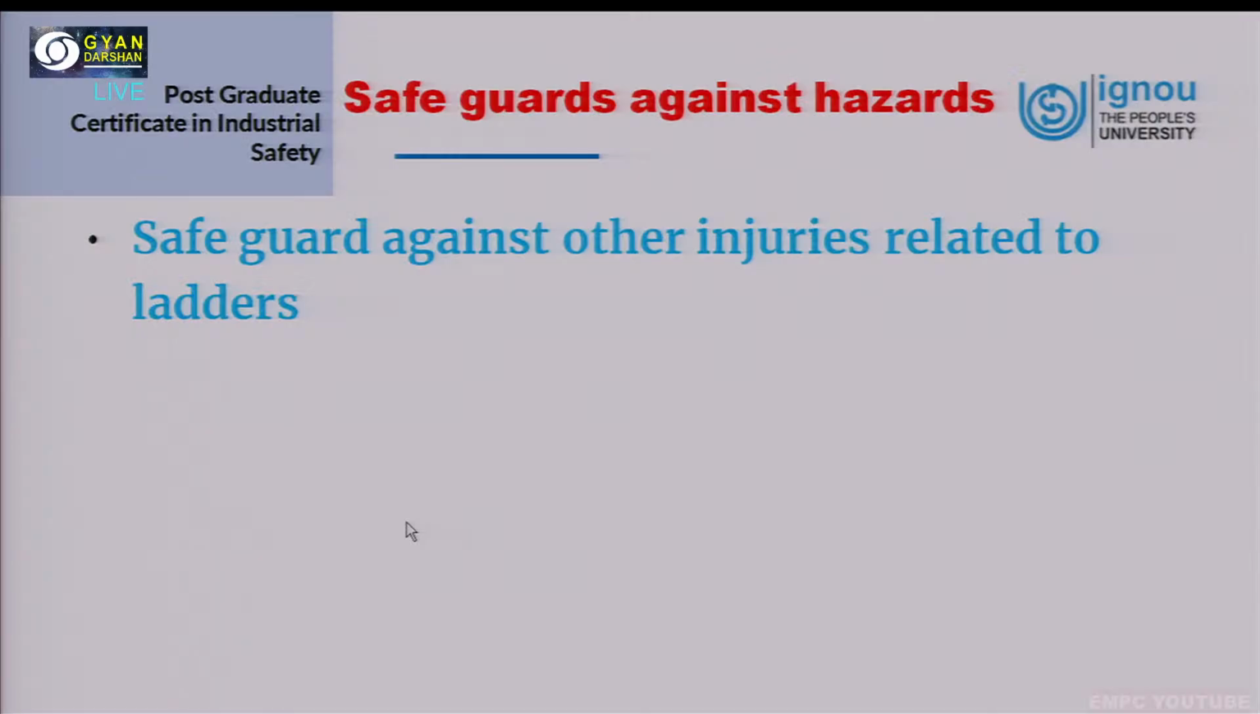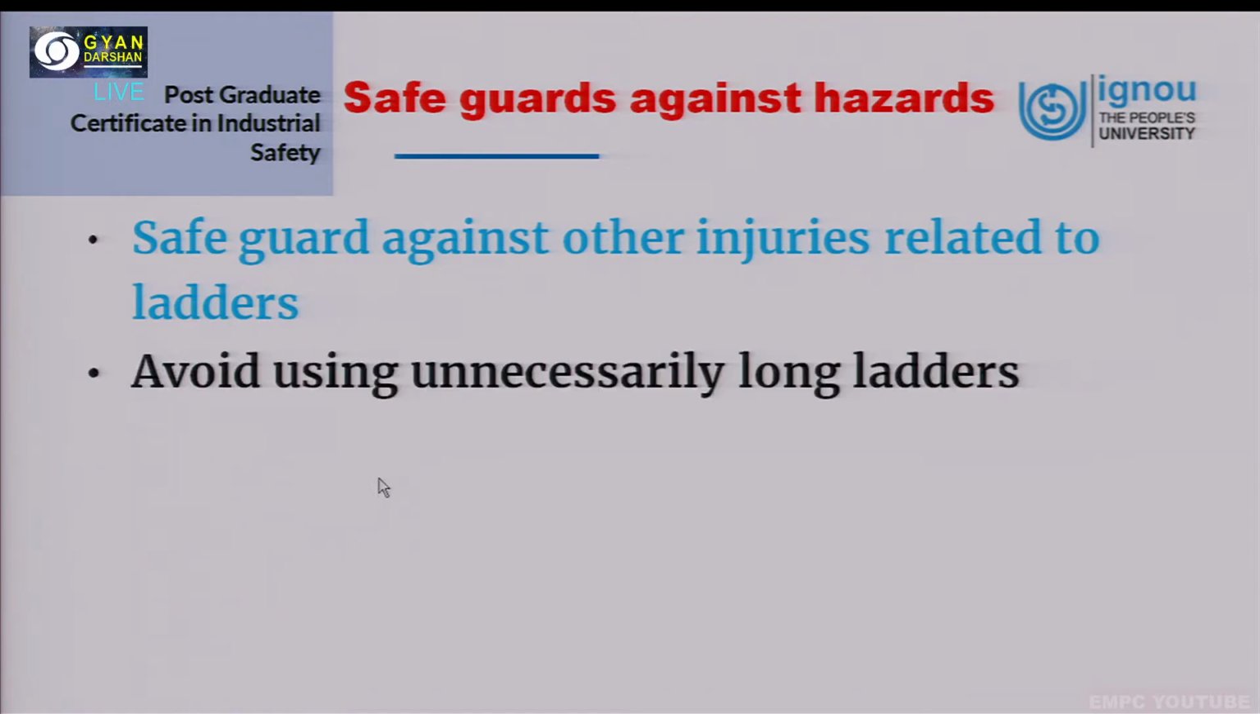Now, let's look at the safeguard against injuries related to ladders. There are other injuries which may not be related to just the use of ladders. It could be happening during the transportation of ladders from one place to another. Now, how do we safeguard against this? This is a good construction practice that we need to follow. We should avoid using unnecessarily long ladders, because that would require carrying it from one place to another, and that can risk hitting other people or hitting other objects and causing them to fall down. So always, as mentioned earlier, use the ladders that are adequate, just enough for the particular task at hand.